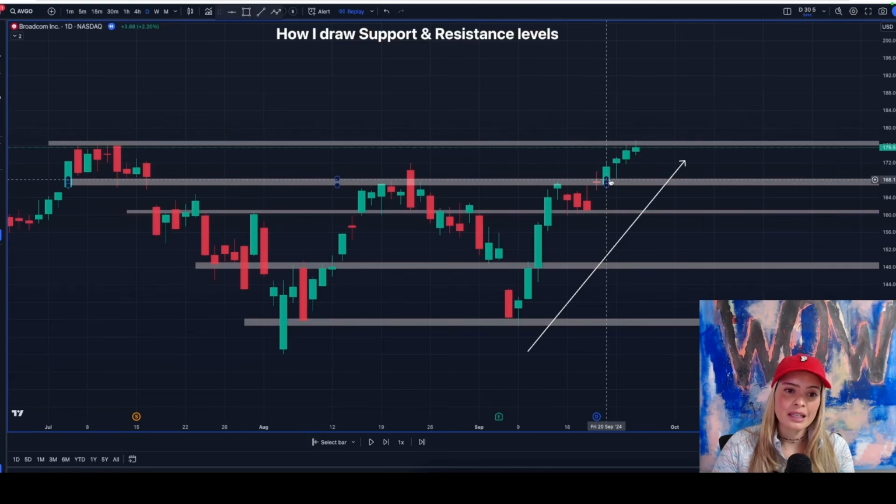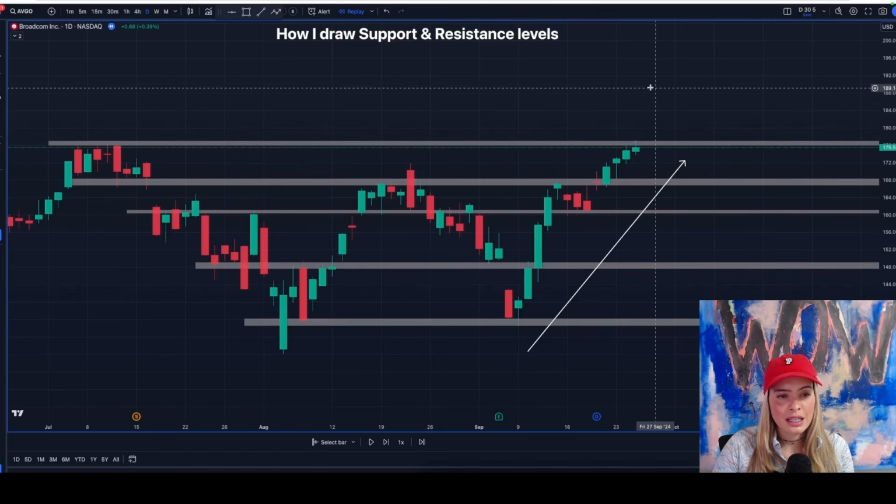And then if that resistance acted as support, the next major move is gonna be most likely into the next daily support or resistance. In this case, it's our resistance because the market is moving to the upside. So the next resistance is this level here.